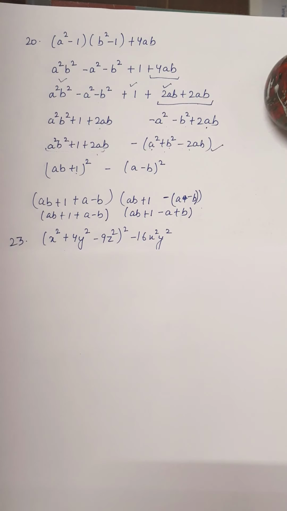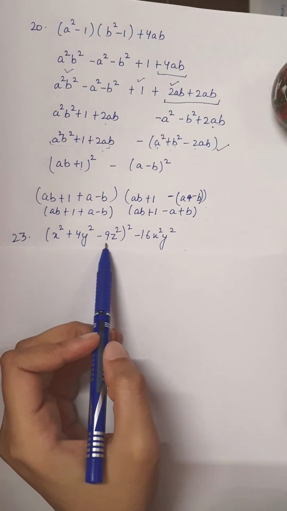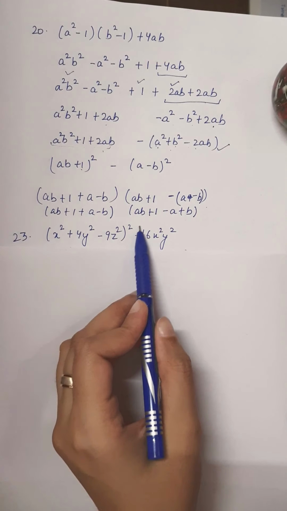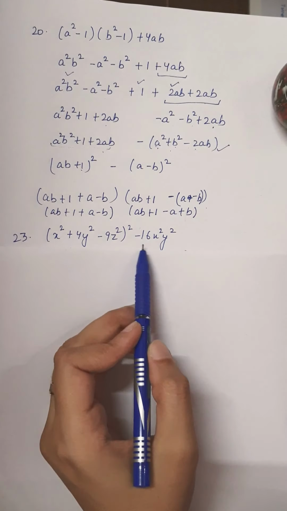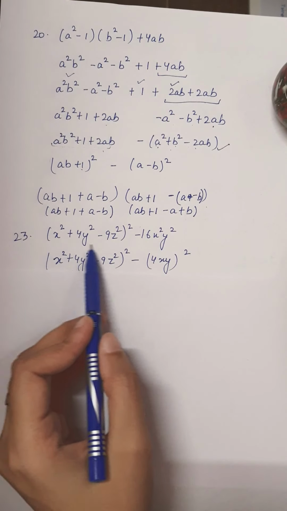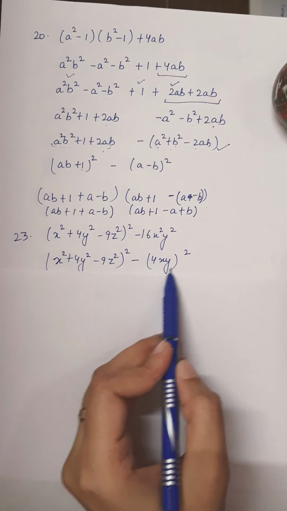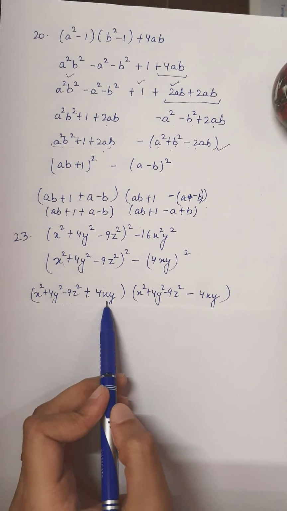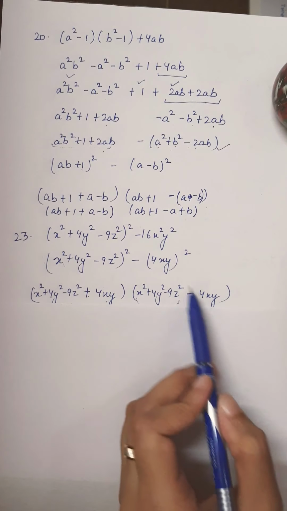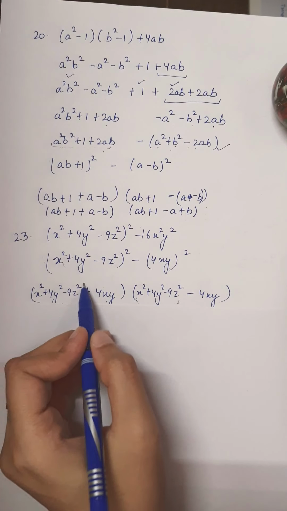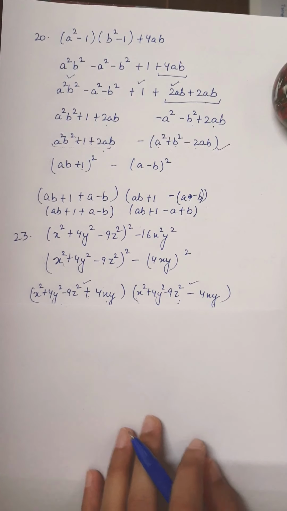Alright, your next question is 23. Try it out. Alright, now this is square of a number minus, this also can be written as square of a number, (4xy) whole square. So the format follows: square of something minus square of something. So this bracket plus the other one, and the same bracket minus the other one, exactly copied, with a plus sign in between and with a minus sign in between.